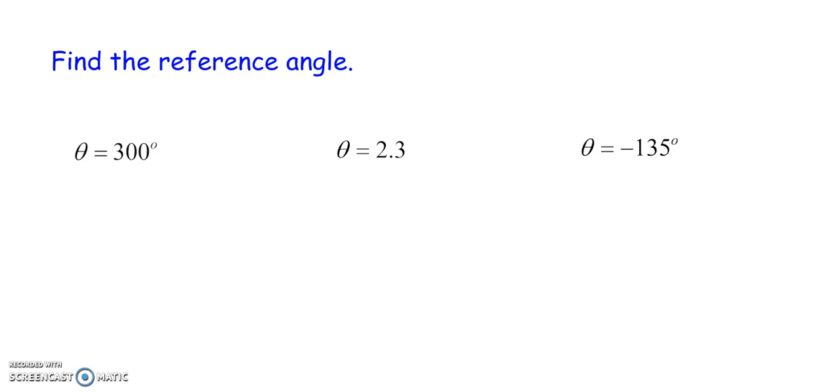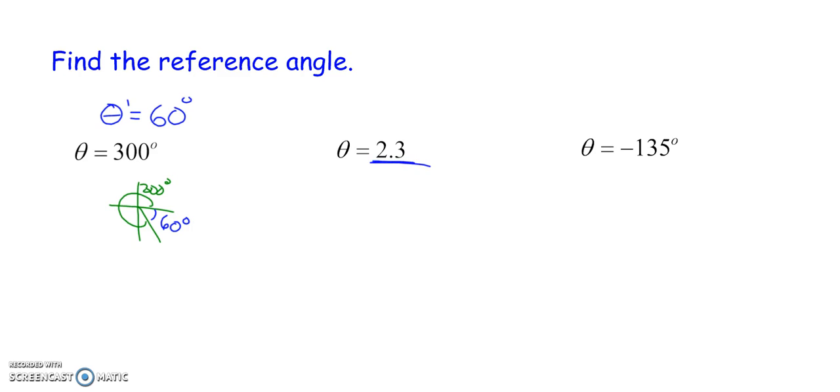Okay, so I know 300 degrees is in quadrant 4, right? If I drew 300 degrees, it would look something like this. The question is, my reference angle is this very small portion right here. How big is that part? That's going to have to be 60 degrees. So theta prime, reference angle, 60 degrees.